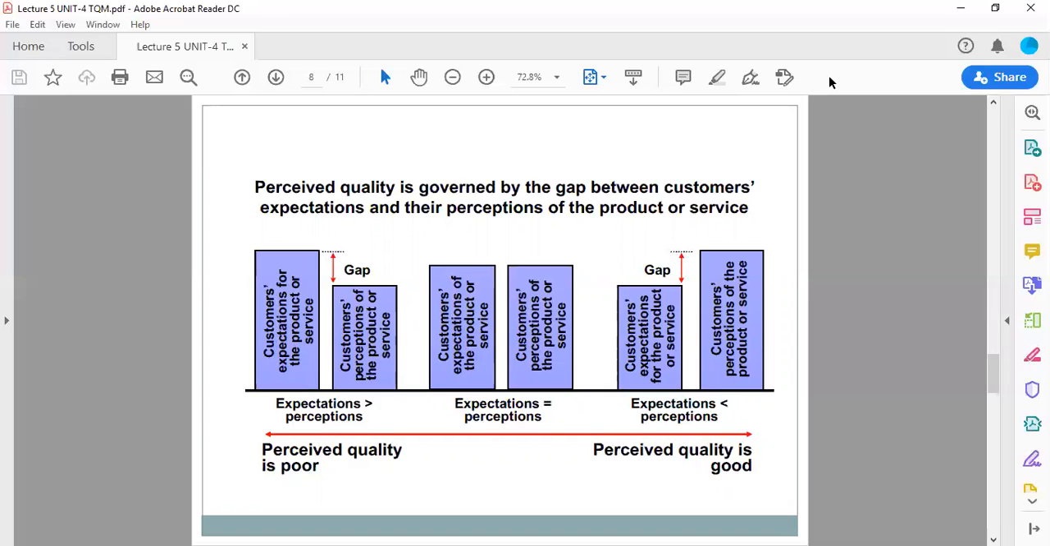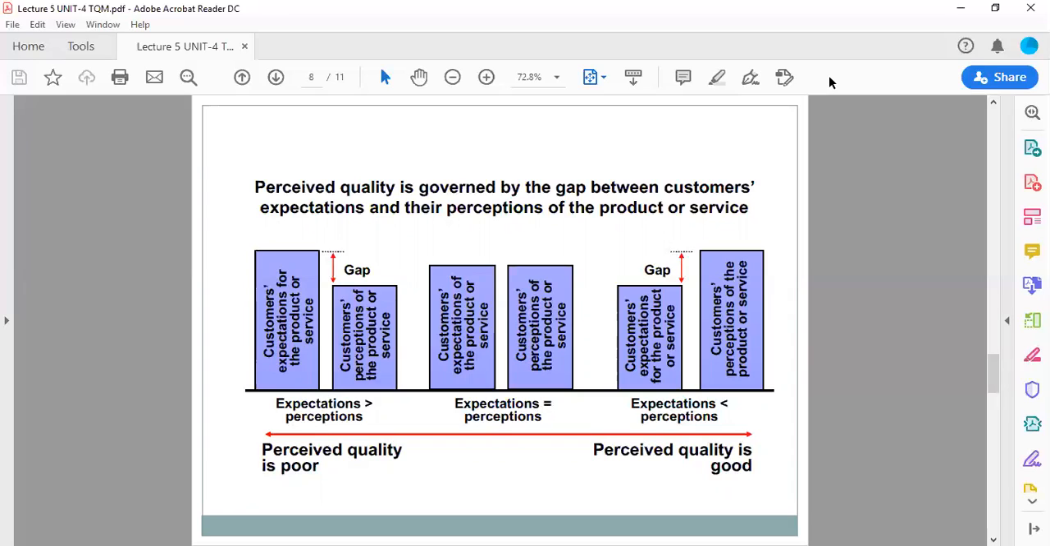Okay. Now what is expectation? Expectation is something that a customer wants from the product. Perception is what he perceives when he takes the product and starts using it. Is he satisfied with the product or not? So if there is a gap between expectation and perception, with expectation higher than perception, then the perceived quality is poor. If the customer expectation is equal to the customer perception, then perceived quality is normal. If the customer perception is greater than the customer expectation, then the perceived quality is good.